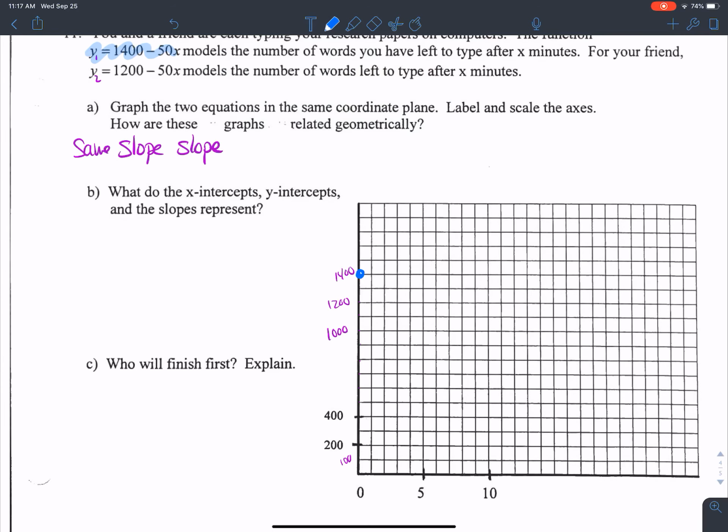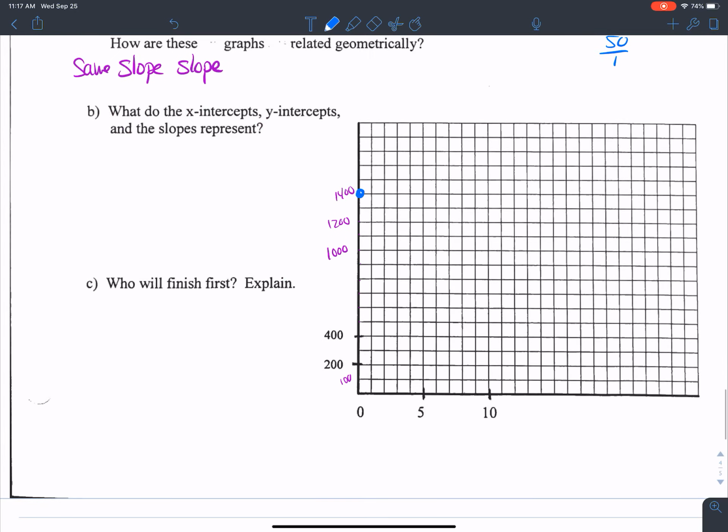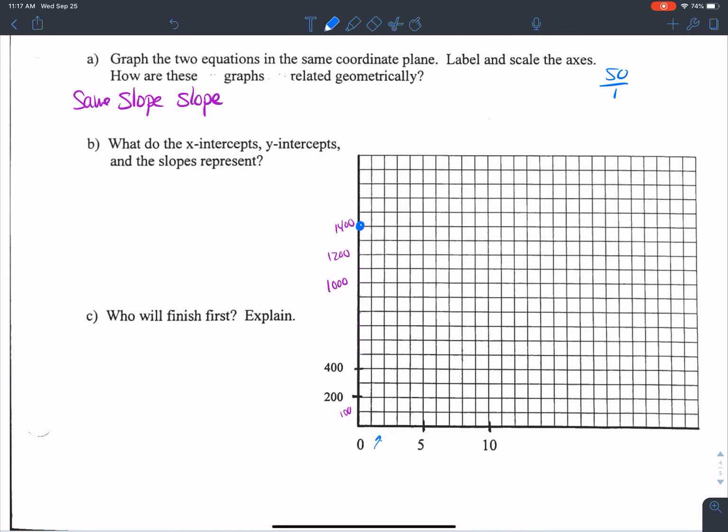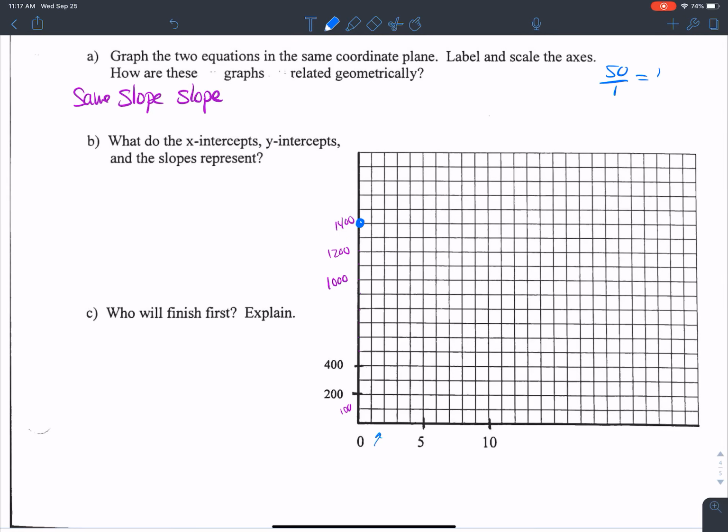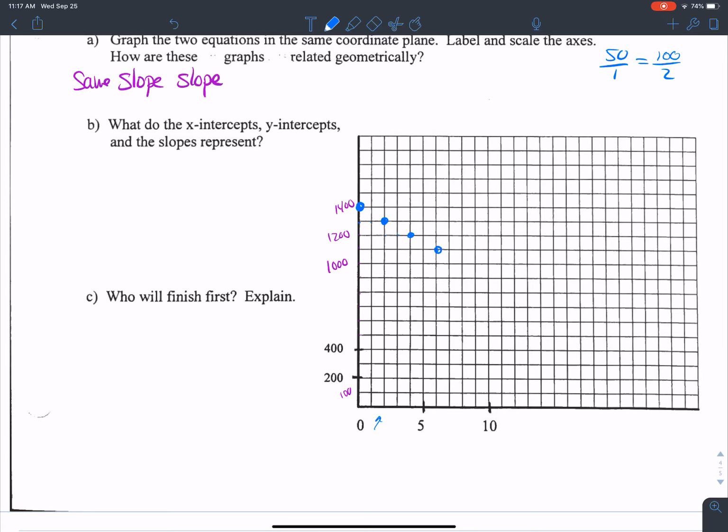Now going down 50 and over 1 isn't super conducive to my scale. My change in x is 1, but my change in y is 50. So I might want to re-represent that as 100 over 2. So if I go down 100, I have to go over 2 x values. Down 100 over 2 x values. So I'm just going to keep doing that. Then we would connect those dots. Kind of ran out actually. But connect those dots with a straight line.